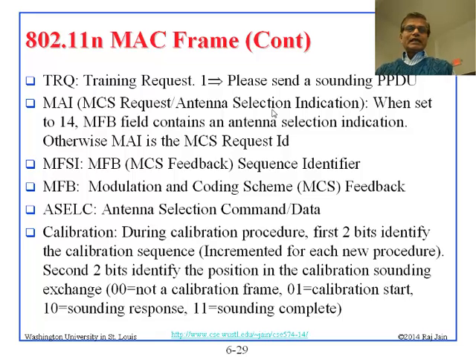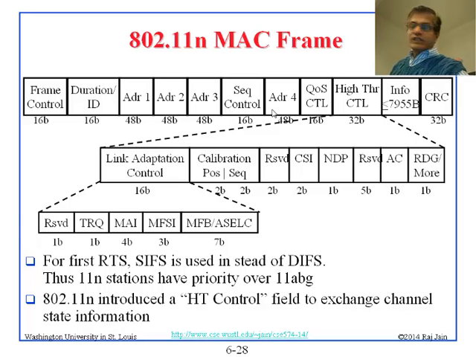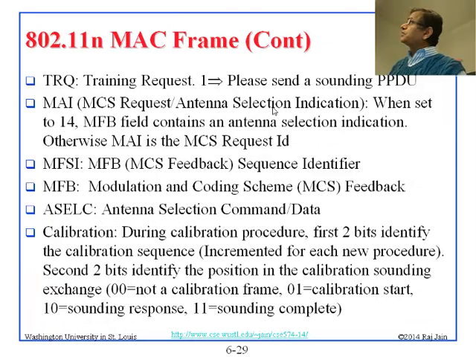All right. MAI, the next field, is MCS request or antenna selection indication. There are totally different functions which are combined into this MAI. I is the indication. Now how long is this MAI? MAI is 4 bits, so it can be from 0 through 15.